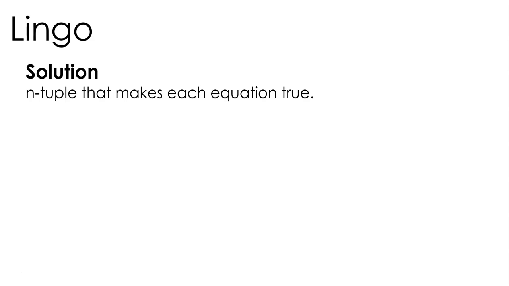Now, what I mean by n-tuple is if we're in 3 space, it will be a 3-tuple. If we are in 2 space, it will be a 2-tuple. If we are in R20, it will be a 20-tuple.